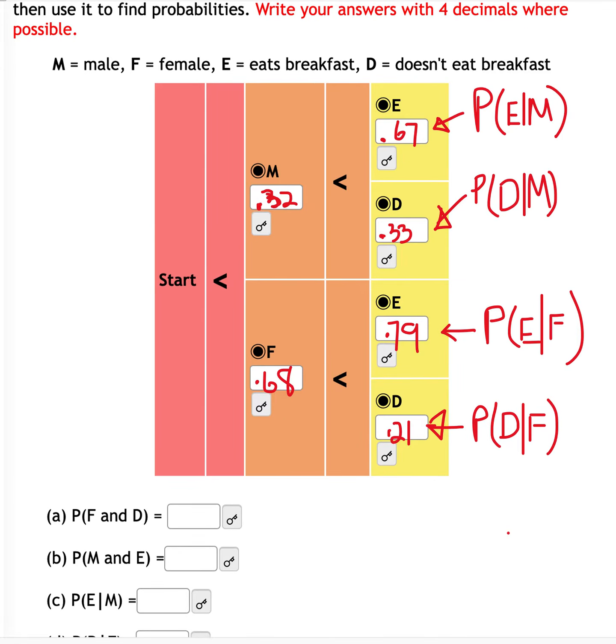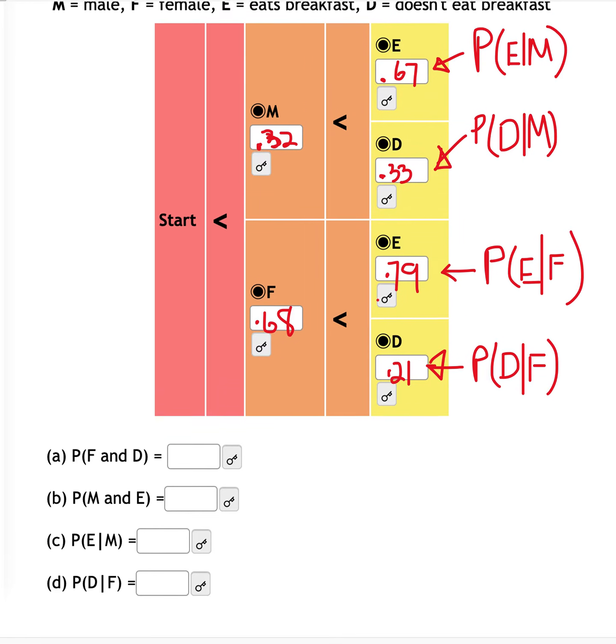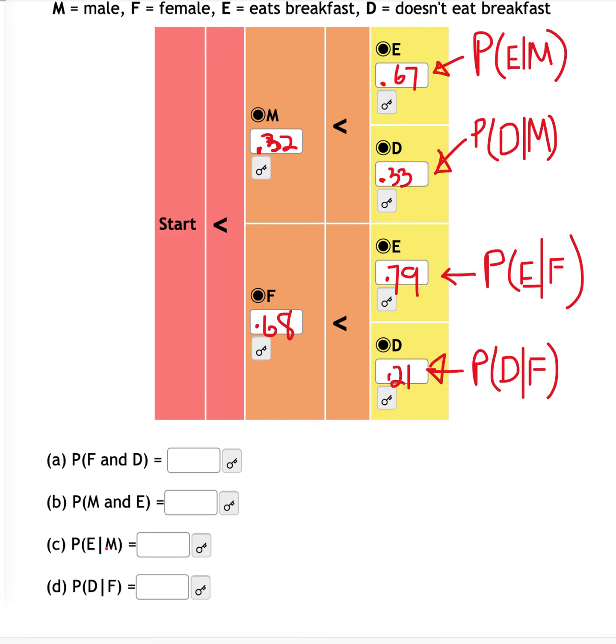Okay, so now let's use the tree to answer the questions. We've already answered C and D by labeling them here. The probability that someone eats breakfast, given that they're male, is this, the 0.67. And the probability that someone doesn't eat breakfast, given that they're female, is this value here, the 0.21.